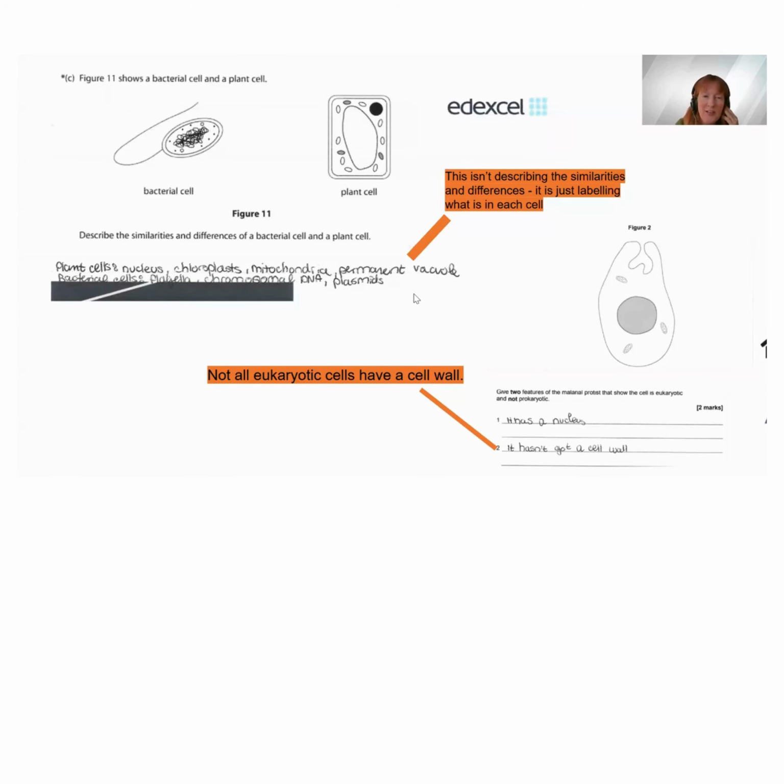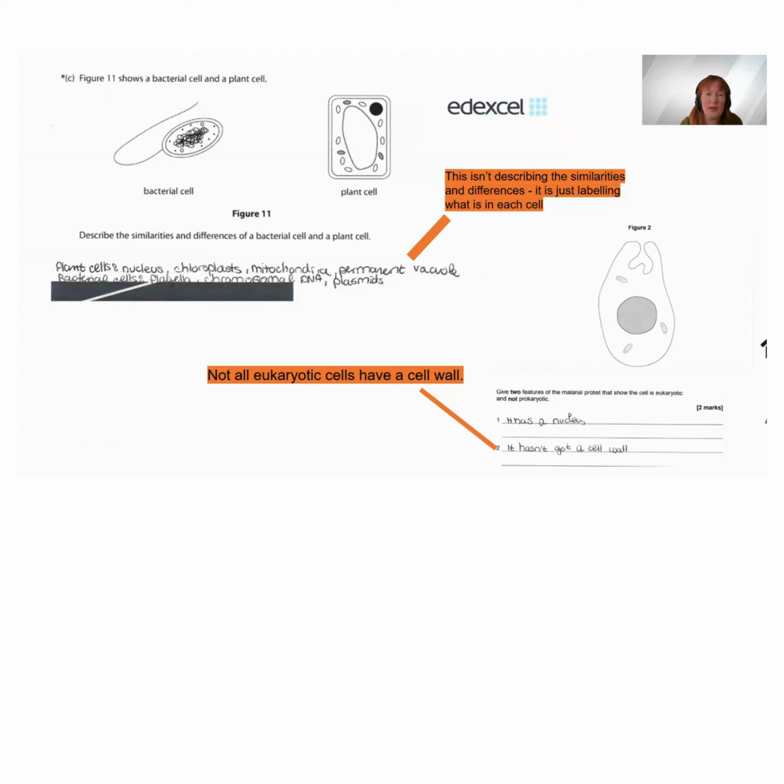So someone's listed what these cells have, but the question was, describe the similarities and differences of a bacterial cell and a plant cell. So someone has listed what a plant cell has and what a bacterial cell has. To make this an answer that actually answers the question, you would have to say that the differences are, you could say plant cells have a nucleus, chloroplast, mitochondria, and permanent vacuole, but the bacterial cells don't have any of those things. You'd have to make it a bit clearer that those are actually differences, rather than just listing what the cells have.